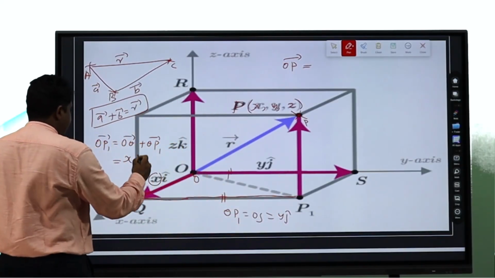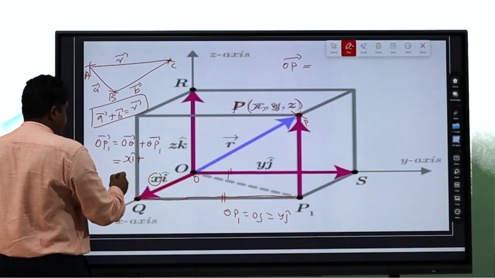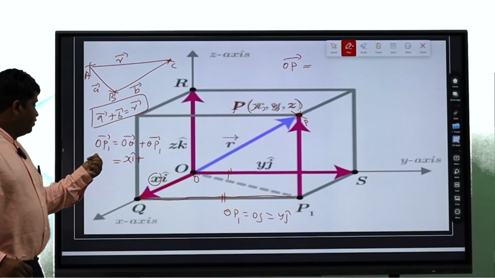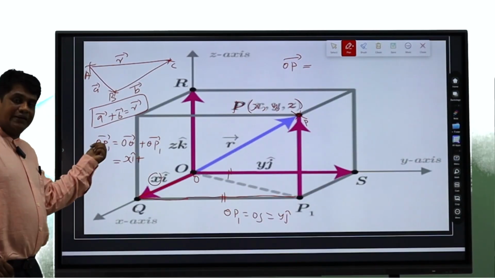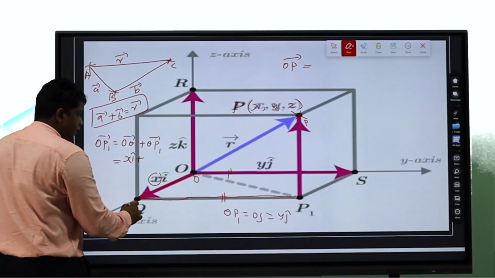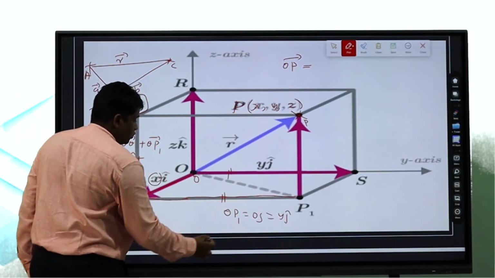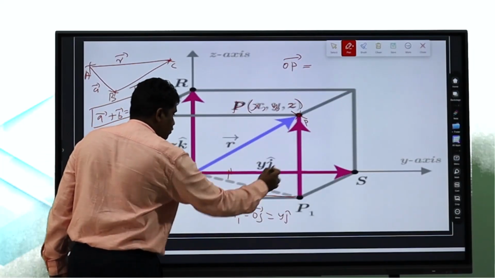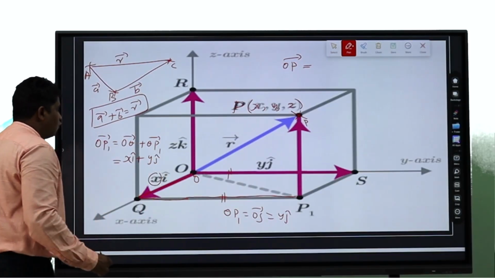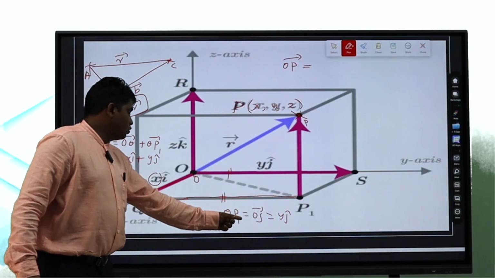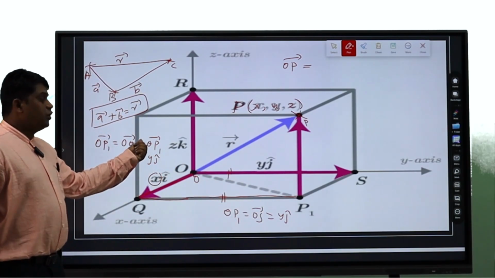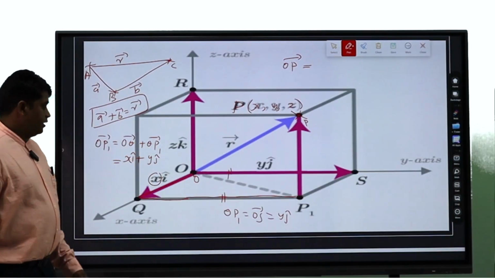Then we can write it as xi. OQ vector is xi vector. If we want to find its magnitude, it is x. Similarly, QP1 vector is equal to OS vector, which is equal to Yj. So we can replace QP1 by Yj.